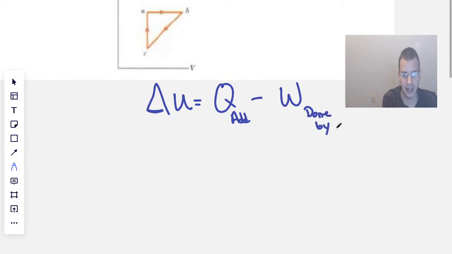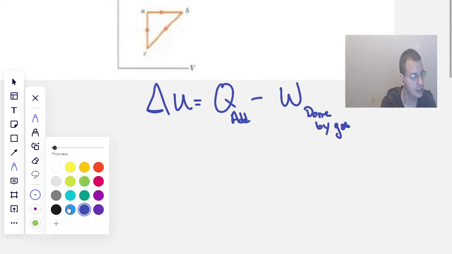Now, one of the complicated things is in chemistry, they write this as plus Q plus W, and it's work done on the gas. Doesn't matter which way you think about it. This is the convention in physics. Chemistry is a little bit different. Just get one convention and go with it. So delta U is change in internal energy, Q is energy in the form of heat added to the gas, and W is work done by the gas.